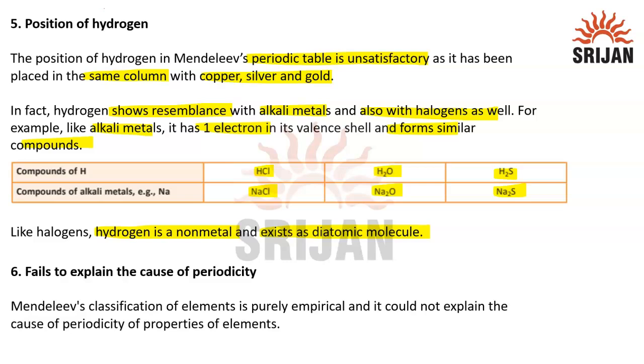Then it fails to explain the cause of periodicity. Mendeleev's classification is purely empirical, and it couldn't explain the cause of periodicity of properties of elements, that is, why these properties are repeating, why the elements are repeating after a certain period of time.